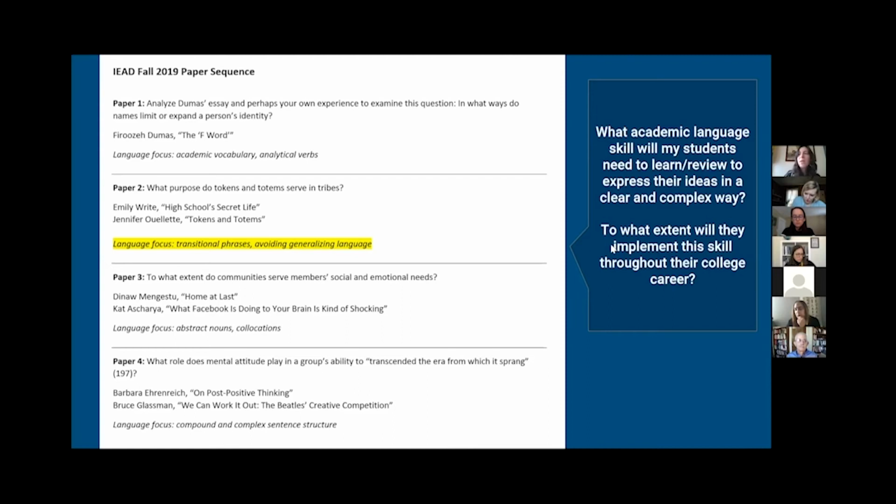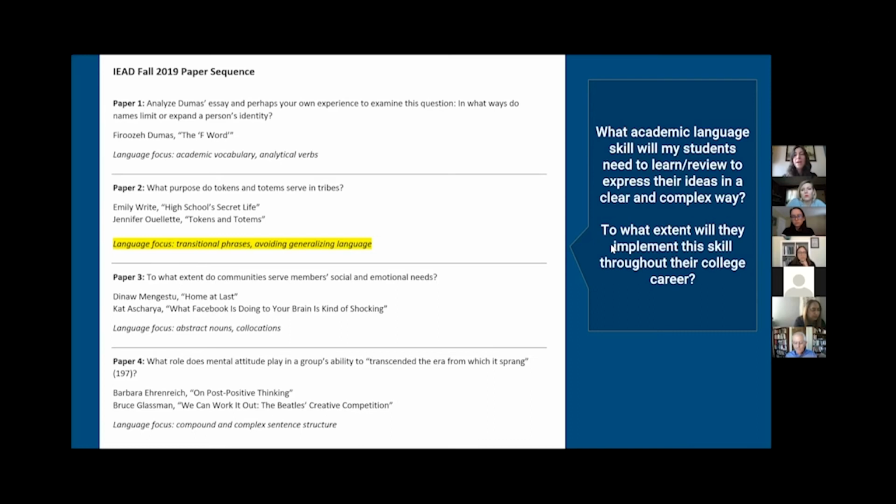And if I want them to produce writing based on those readings, what are the most crucial skills that they will need for their writing? So for example, in paper two, I'm asking them to engage with texts that discuss stereotyping and labeling and identity. So I thought this would be a really valuable opportunity to bring in the language skill of how to avoid generalizing, right, or moralizing language. Based on that context, right?